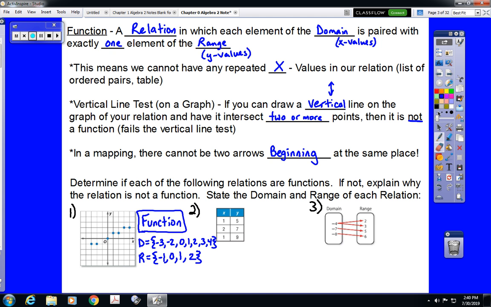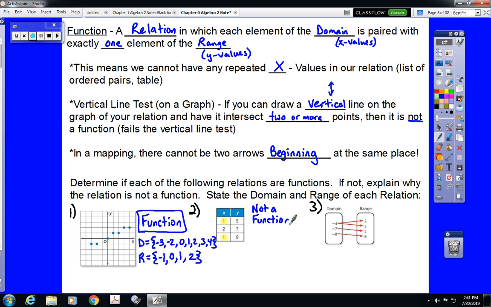The second example, instead of giving us a graph, they give us a table. Ask the same question, is this relation a function? And what are the domain and the range? So, you'll notice that when we look at a table or a list of ordered pairs, we're looking at the x values. See how there are 2 1s in the x column? That means we have a repeated x value. So this is not a function.